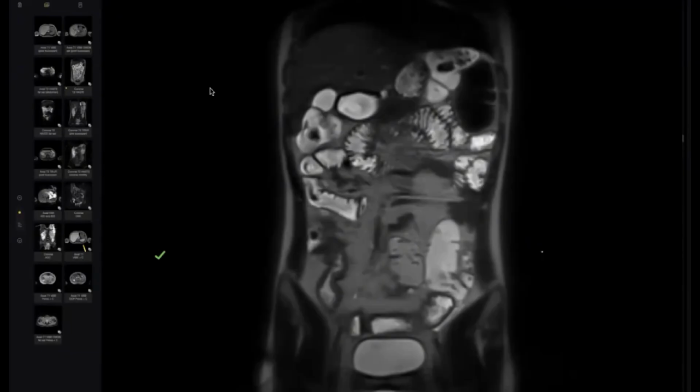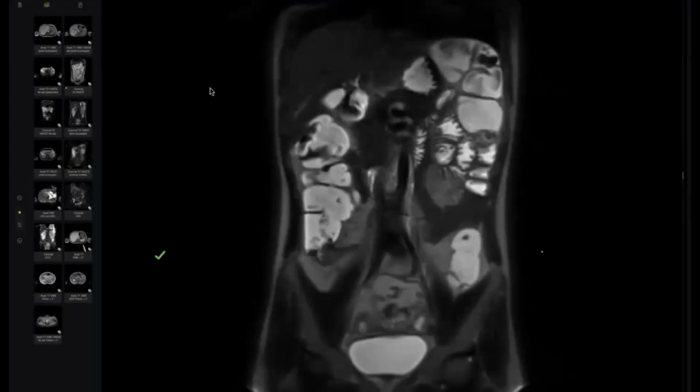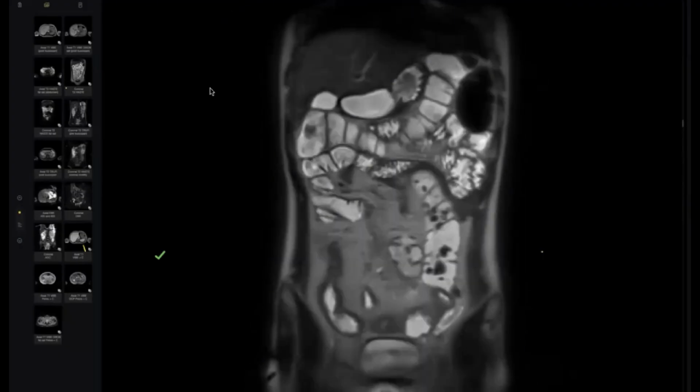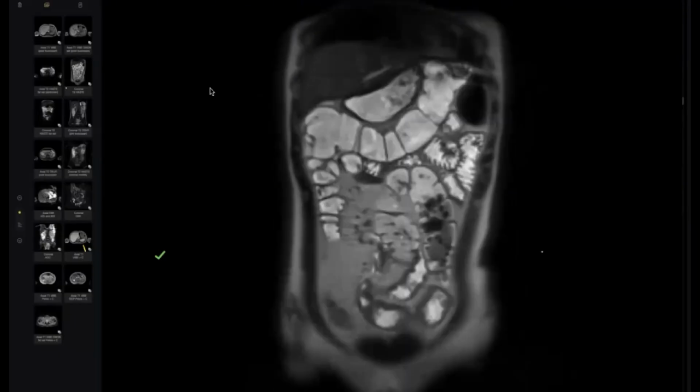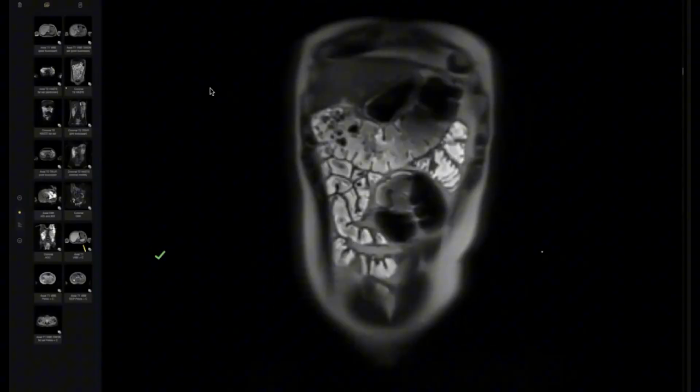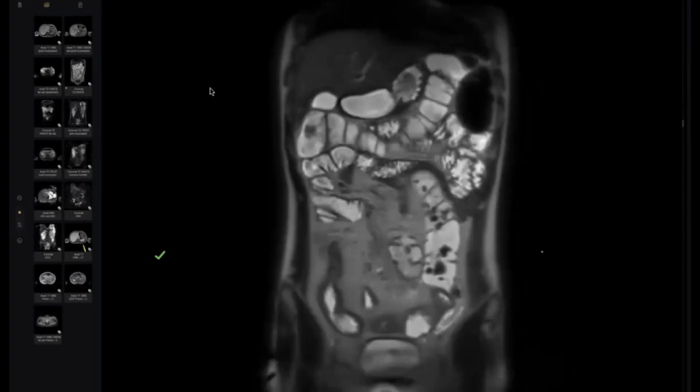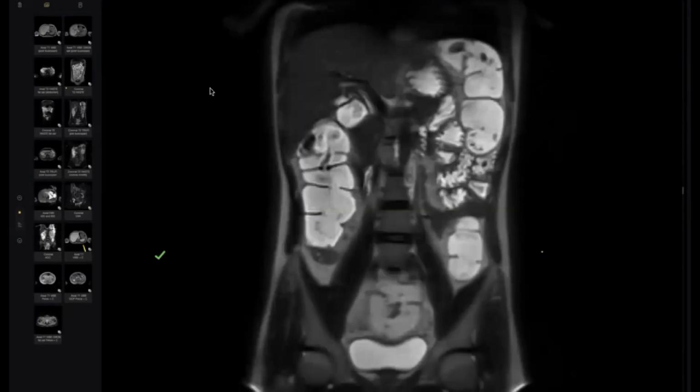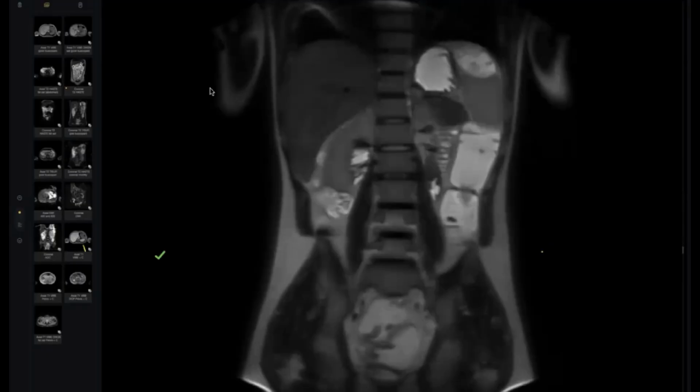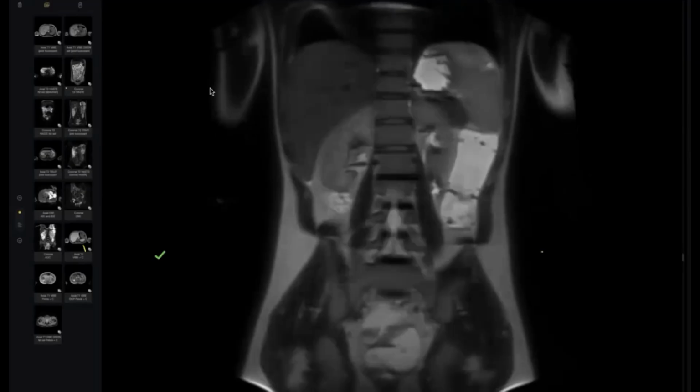This is a 25-year-old male patient with chronic diarrhea. This is the coronal image from MRI T2 weighted images, in which I can appreciate diffuse dilatation of the colon with multiple hypointense areas. Doctor, what is the name of this study? MR enterography.